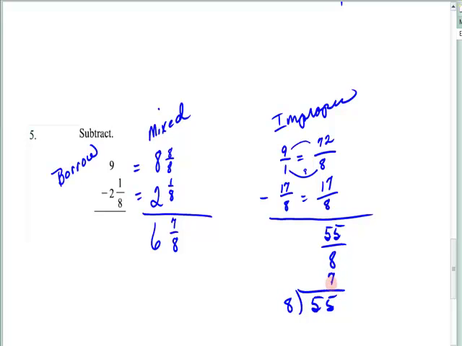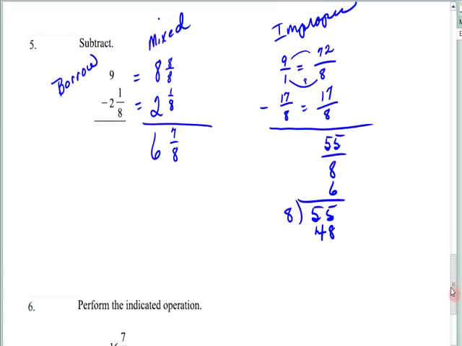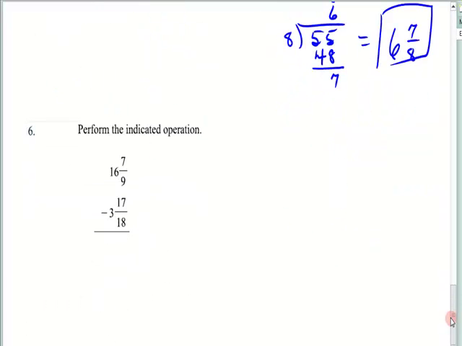It's going to go in there 7 times. Well, it's not, sorry. It's going to go in there 6 times for 48, and then subtract for 7, and there it is. There's the whole number 6 and the fraction 7/8. It's a little longer with improper. Did not involve borrowing. Okay, last one.